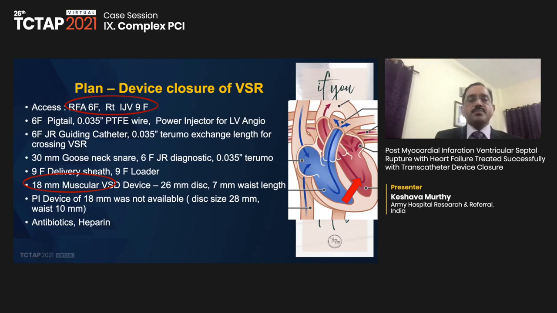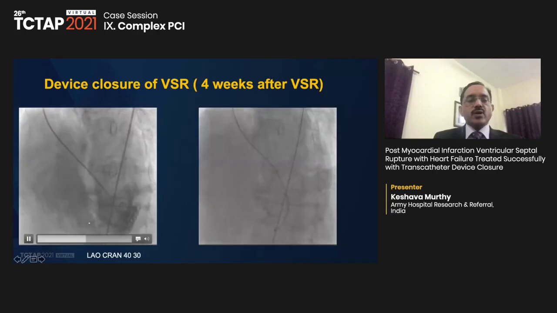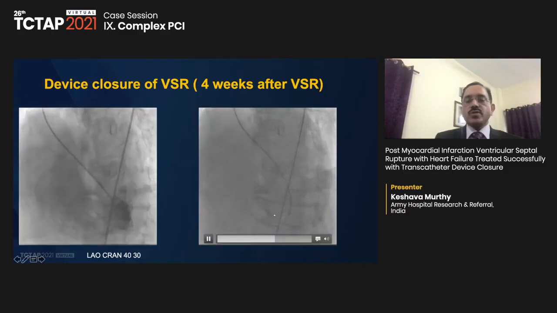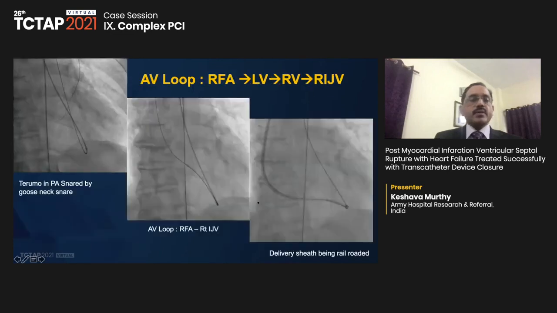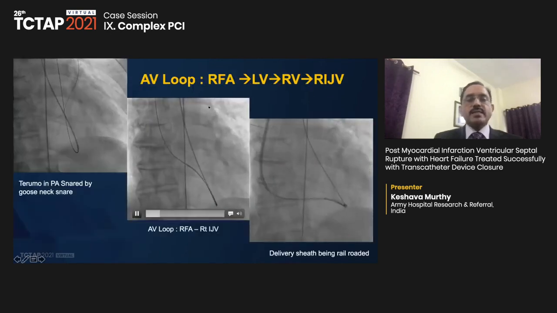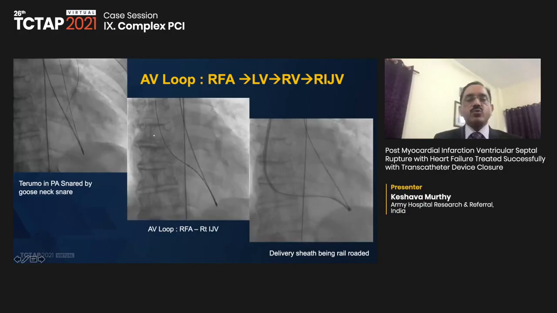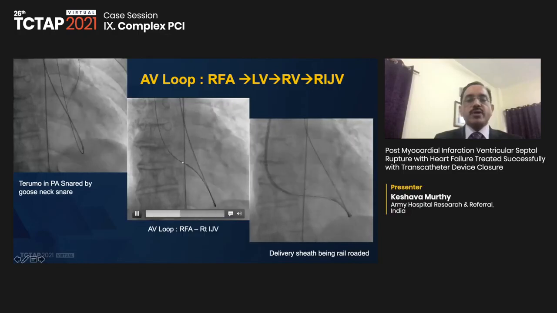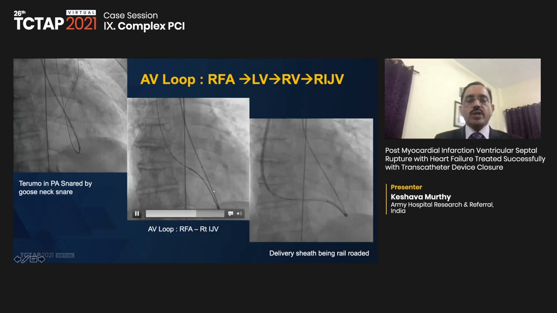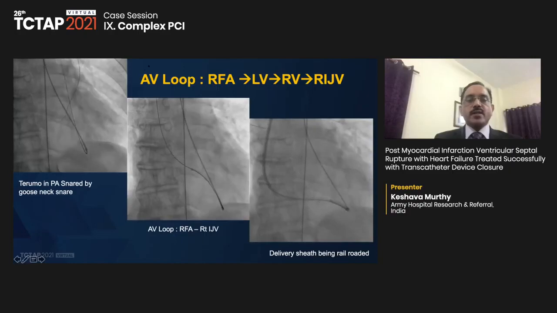Defect was 14 millimeter. This is the LV angio showing a large ventricular septal defect with left to right shunt. It is apically located. We crossed the defect with a terumo glide wire from left to right, placed the glide wire in the pulmonary artery and snared from pulmonary artery, brought it out through the right internal jugular vein. This is the arteriovenous loop. Here you can see the catheter has come from the right femoral artery. It is the descending aorta to ascending aorta to left ventricle, from left to right ventricle crossed through the ventricular septal rupture, and the guide wire has been brought out through the right atrium, SVC, and right internal jugular vein.